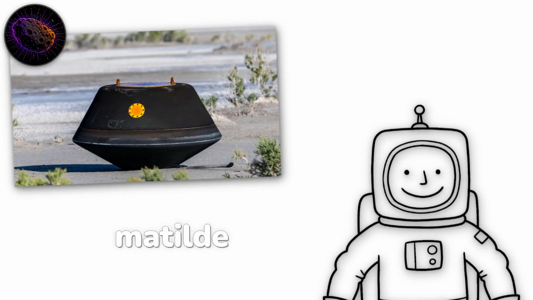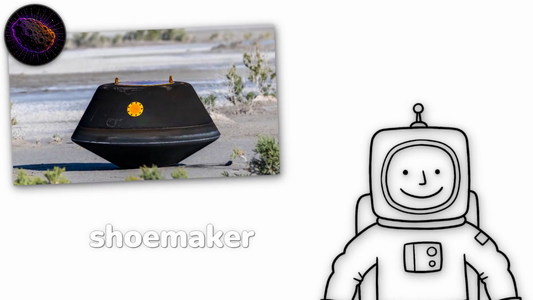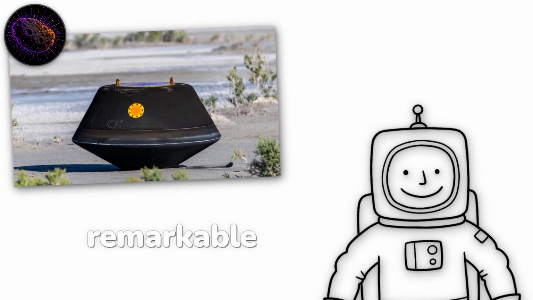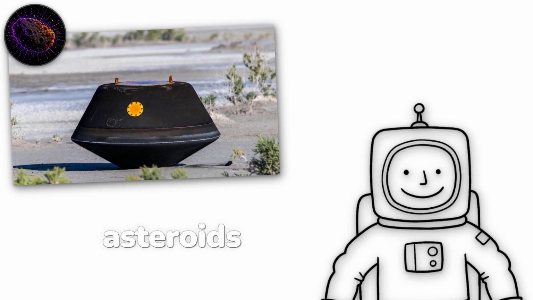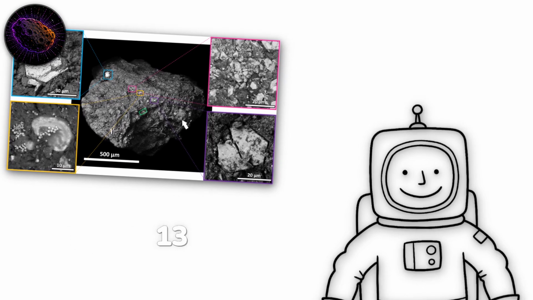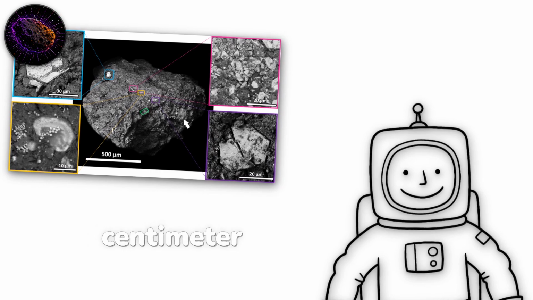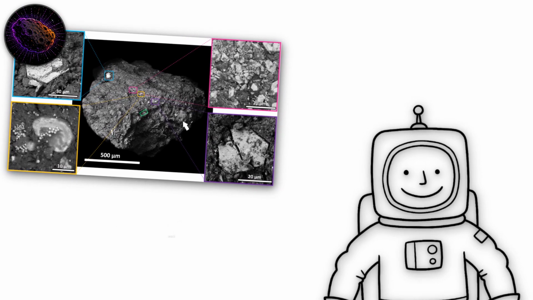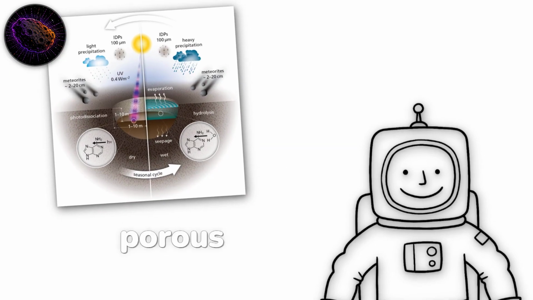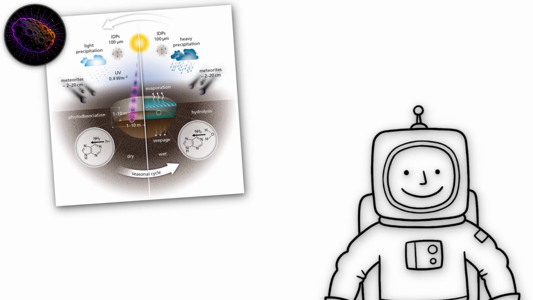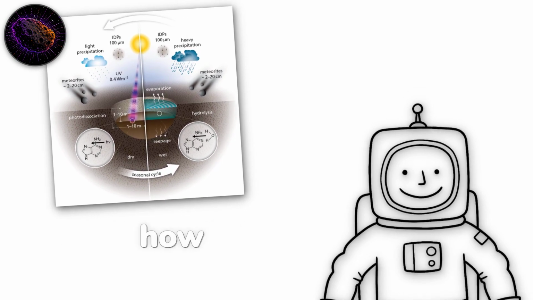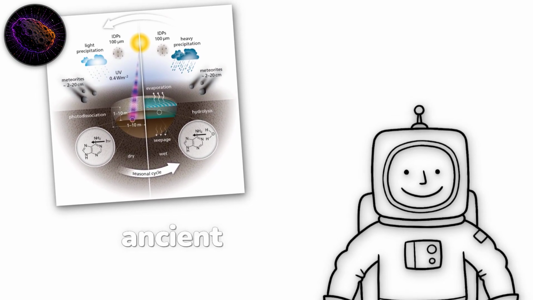The 253 Mathilde asteroid, visited by the NEAR Shoemaker spacecraft in 1997, demonstrated another remarkable property of C-type asteroids: its extremely low density of approximately 1.3 grams per cubic centimeter, less than half the density of solid rock, communicating that the asteroid was not a coherent solid object but a porous rubble pile with a significant fraction of empty space within its interior, a structure that had profound implications for understanding how large impacts affected these ancient objects.